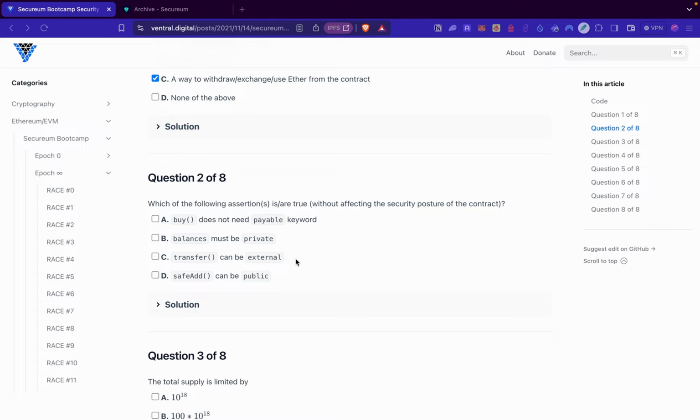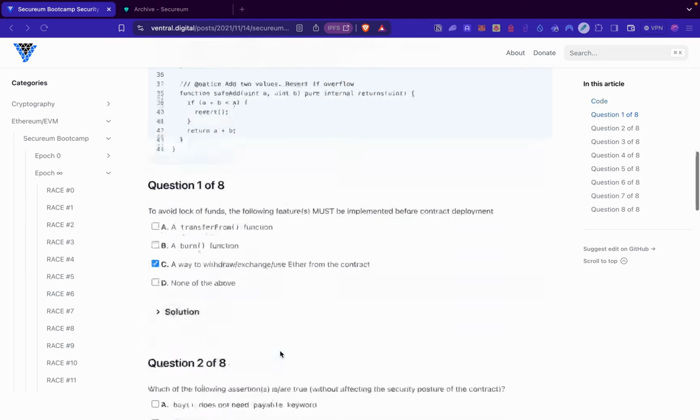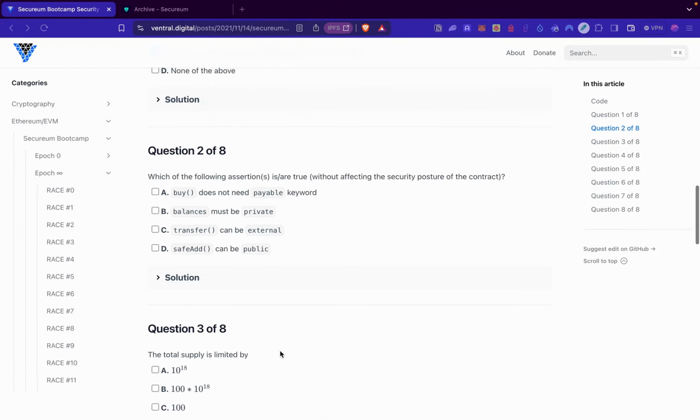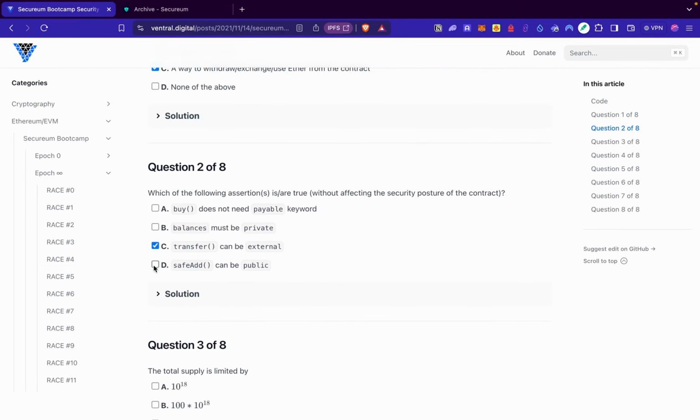So this is also false. Transfer can be external. Now, for that to be external, we just need to check if no other function in the contract is calling the transfer function, and there's no other function calling it. So it can be external. So this is true. And then safe add can be public. So this is a pure function doing addition with overflow check. So it can be public. So this is also true.